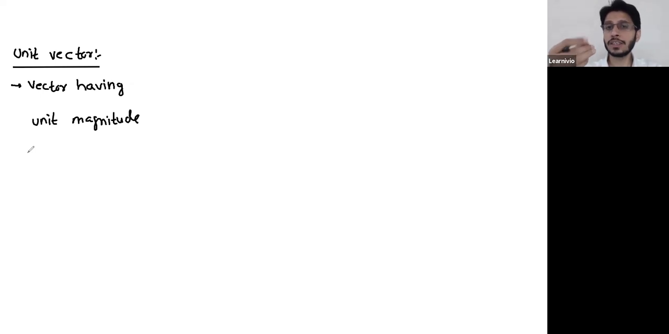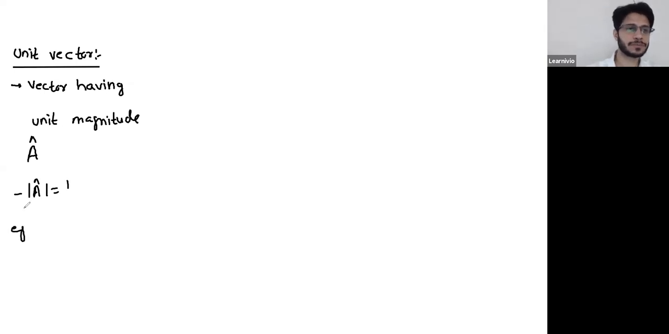You can have a displacement of 1 meter. It can act in any direction. So whenever magnitude is 1, we call that vector a unit vector. Just to differentiate between a usual vector, which can have any magnitude, and a unit vector having magnitude of 1, we use a different notation here. We call this a cap or a hat. So whenever you have a cap over a quantity, that means it's a unit vector, its magnitude is 1.